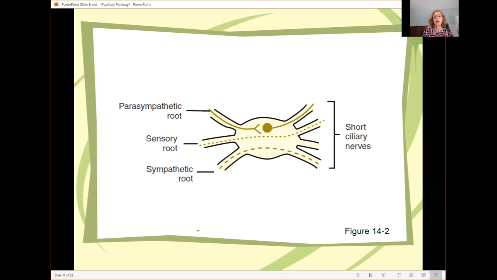Still, another characteristic of tonic pupil is that you can get sensory loss of the cornea. This may be present because the sensory fibers from the cornea pass through the short ciliary nerves and the ciliary ganglion.